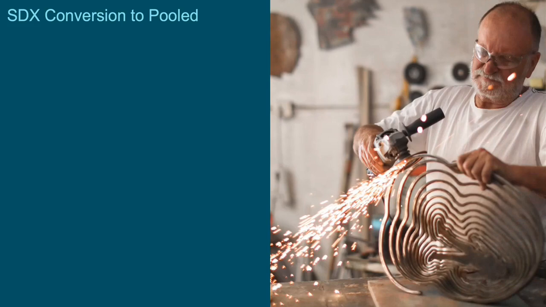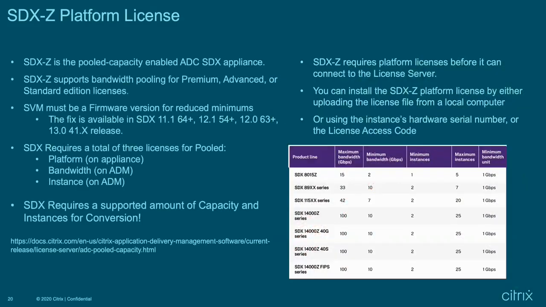Let's take a look at SDX conversion. So again, SDX-Z is the pooled capacity license enabling the SDX. As we talked about previously, we had the bandwidth in pools of premium, advanced, or standard. And we need to be running a fairly recent version of firmware in order to do this. This must give a huge amount of flexibility in an SDX environment. Yeah, and again, referencing a similar table, really shows the power. And SDX platforms are almost designed for pooling, if you think about it.